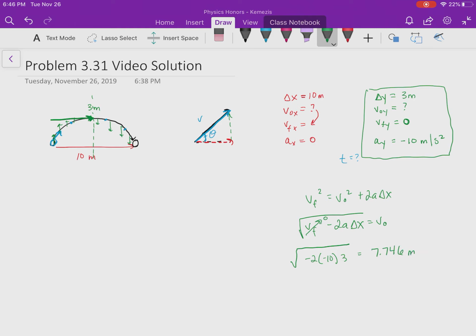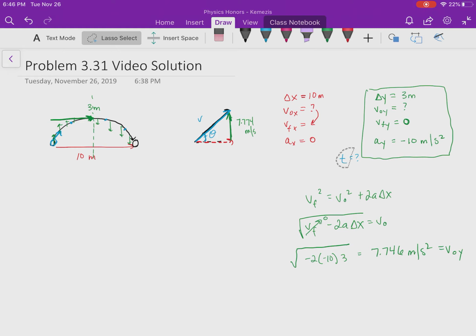So we get 7.746 meters per second is our v naught y. Okay, so initially what we have is this green component of our initial velocity is 7.74 meters per second.